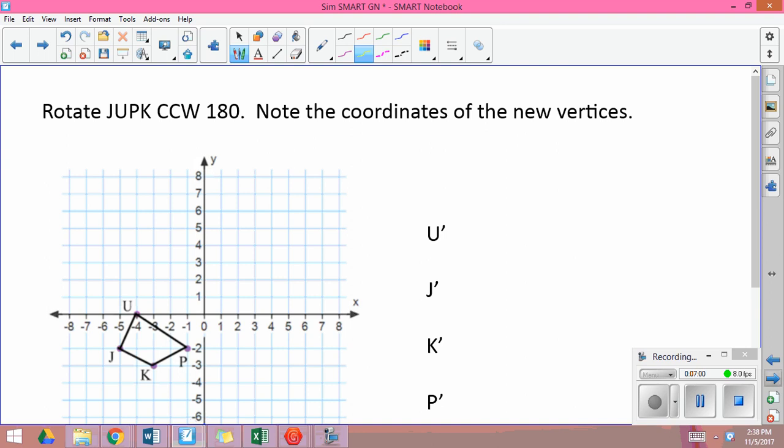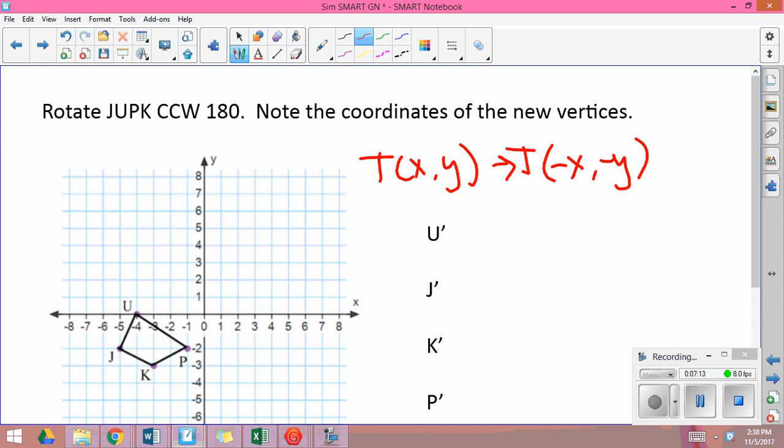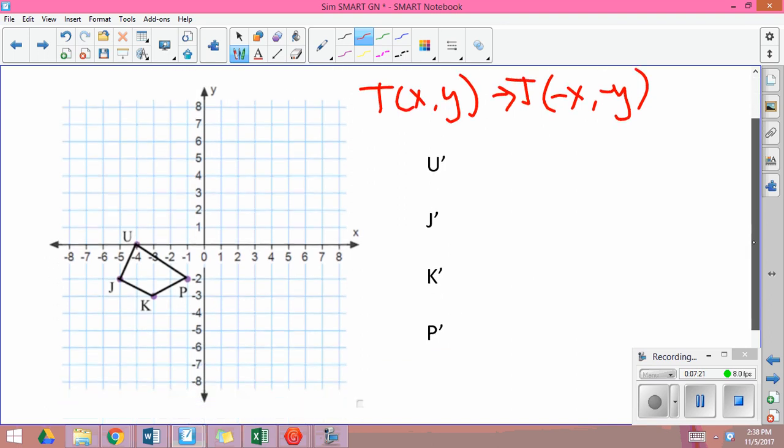Our last example is a counterclockwise 180. So my rule says just do the opposite signs. And notice how I'm always saying opposite sign, not negative. If it is negative, it becomes positive. If it's positive, it becomes negative. So just train yourself to think opposite sign.